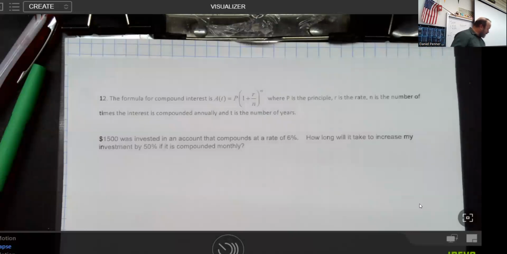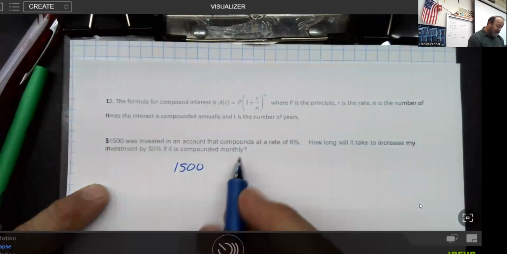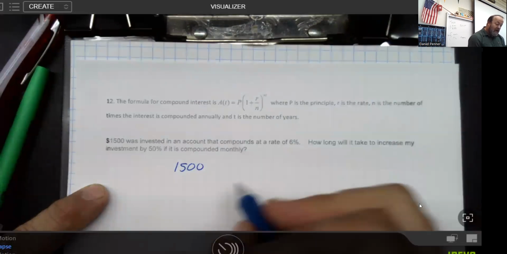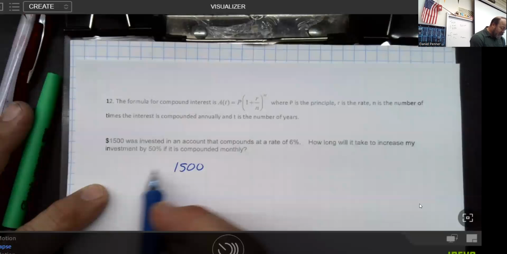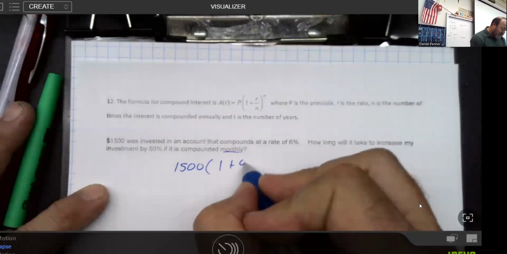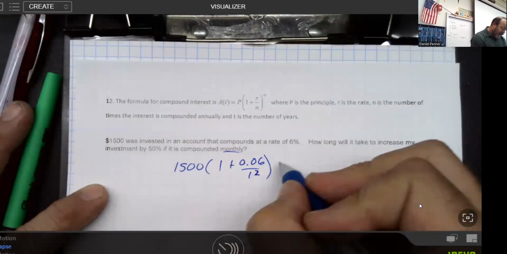So in problem number 12, we're going just a little bit further. Sorry, I'm off screen just for a second because I actually would like to make sure that I have my notes just so I don't make a silly mistake. But in this problem, we said we had $1,500 invested in an account that compounds at a rate of 6%. Now, notice it doesn't, there it is, it's monthly. So it's 1 plus 0.06 over 12, raised to the 12t power.